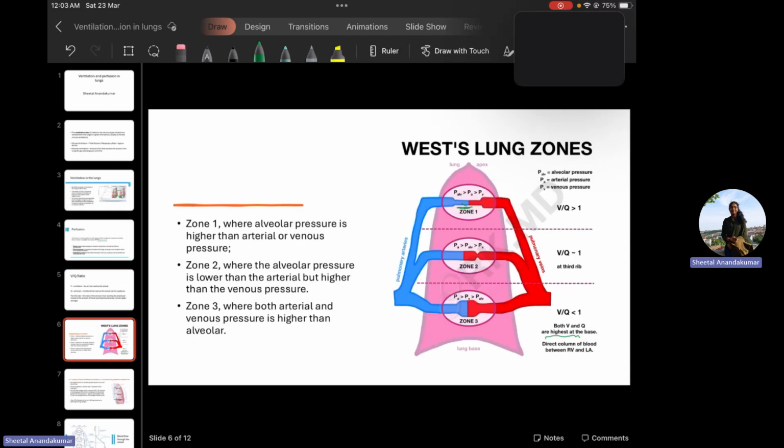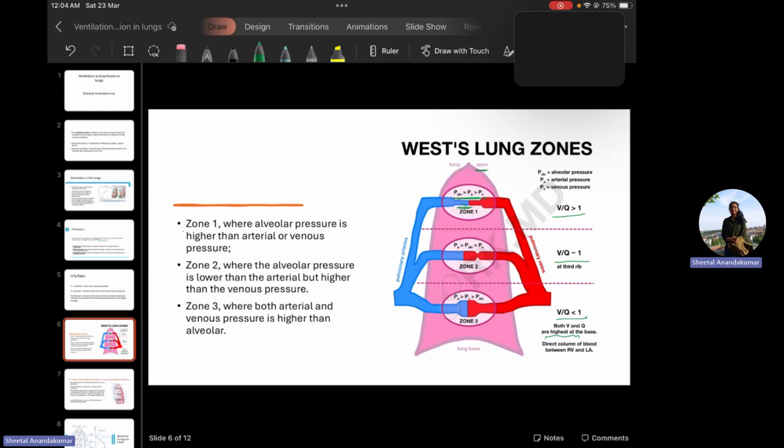Now I'll talk about VQ ratios in different regions of the lung. We can divide the lung into different zones. That's the West lung zones, where we divide them so that we can identify the VQ ratios in different regions of the lungs. The first zone is the apex, where the alveolar pressure is higher than the arterial pressure and the venous pressure.